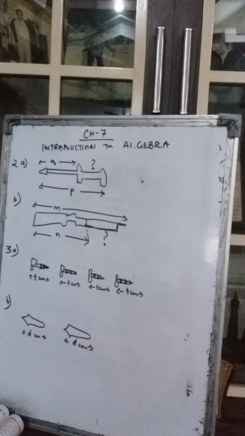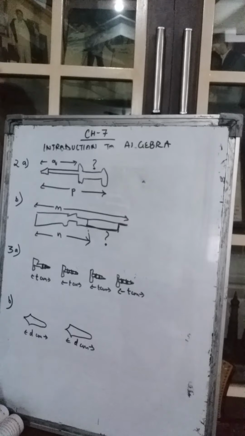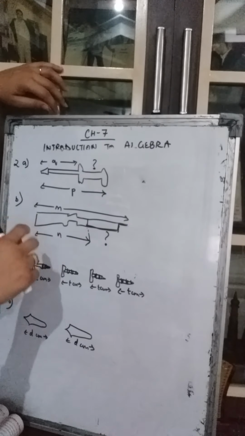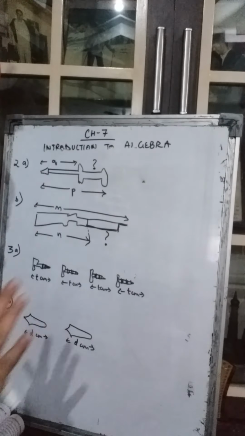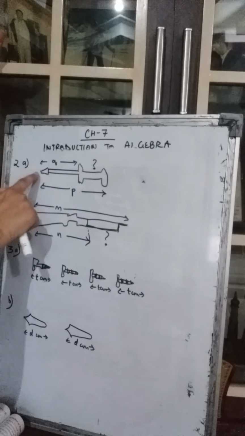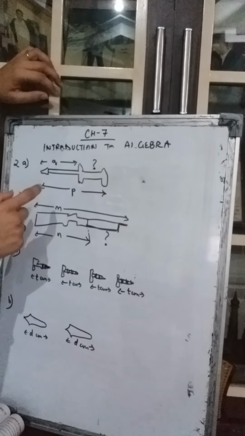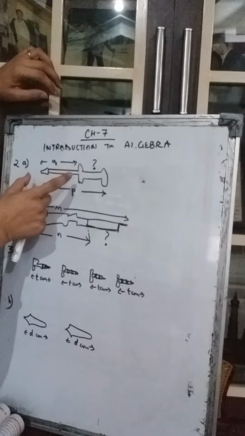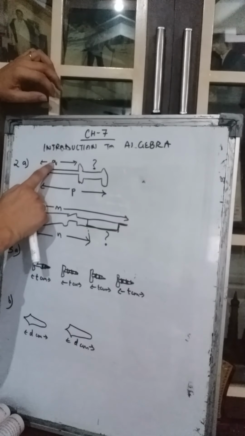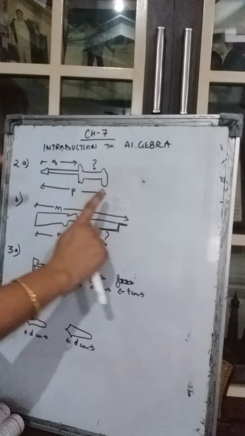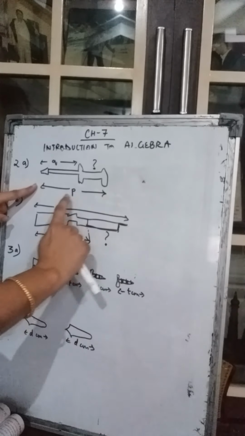Now girls, we come to the second question, A part. Now it is saying there is a screwdriver here. Don't go on my drawing, please. Okay. So this is a screwdriver here. They are saying the first part of the screw is q centimeter. Okay. And the whole length is p centimeter.